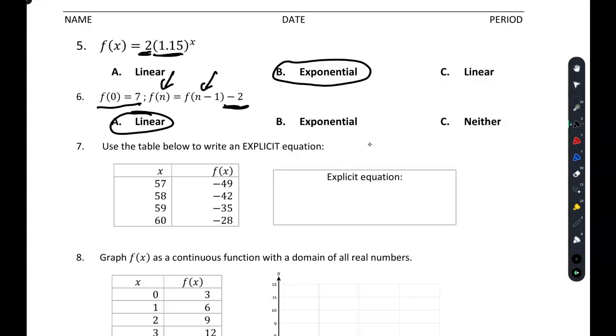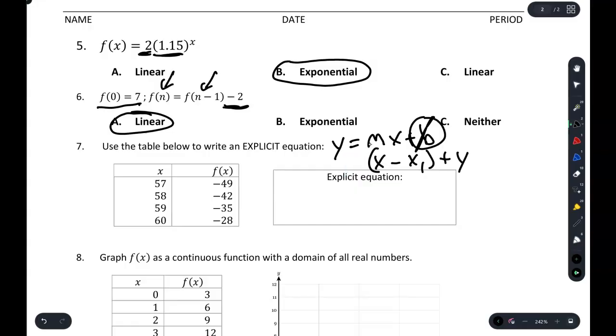So one explicit equation that we probably can't use is y equals mx plus b, because we don't have the y-intercept. But what we can use is the point-slope formula: y is equal to m times x minus x1, plus y1. But in order to do that, we'll need the slope.